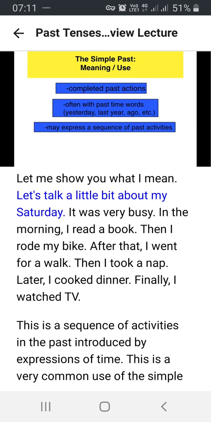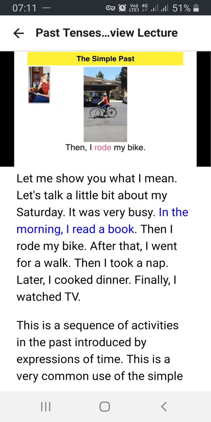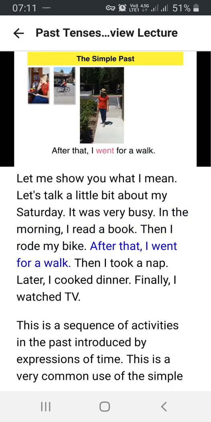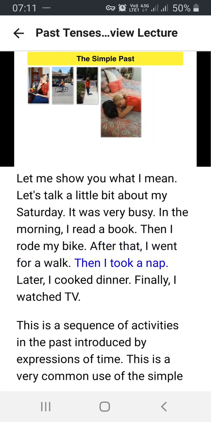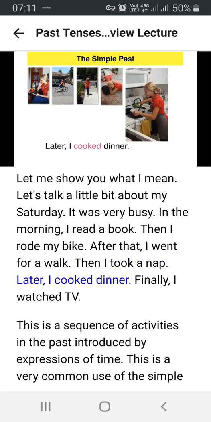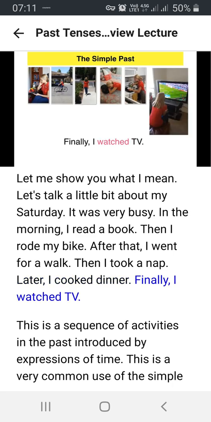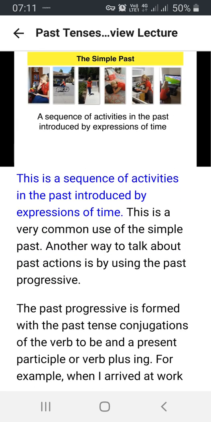Let's talk a little bit about my Saturday. It was very busy. In the morning, I read a book. Then I rode my bike. After that, I went for a walk. Then I took a nap. Later, I cooked dinner. Finally, I watched TV. This is a sequence of activities in the past, introduced by expressions of time. This is a very common use of the simple past.